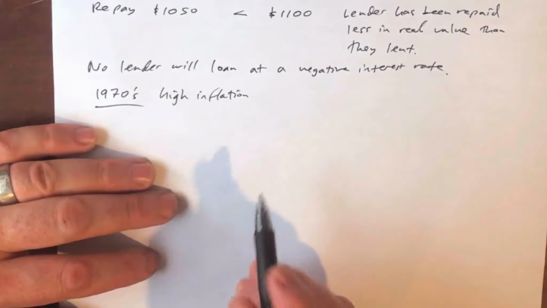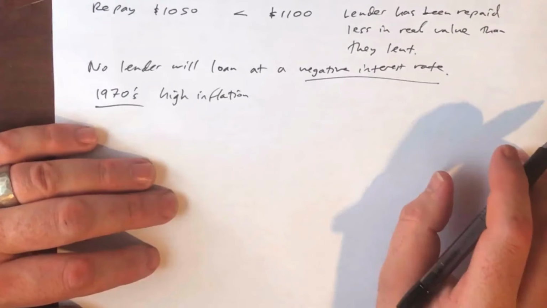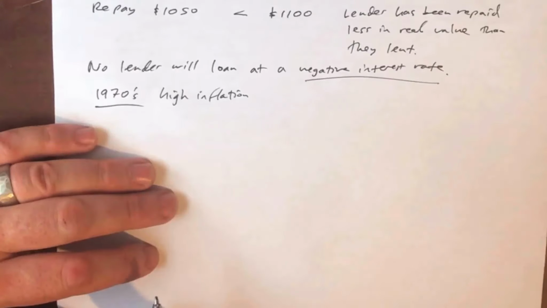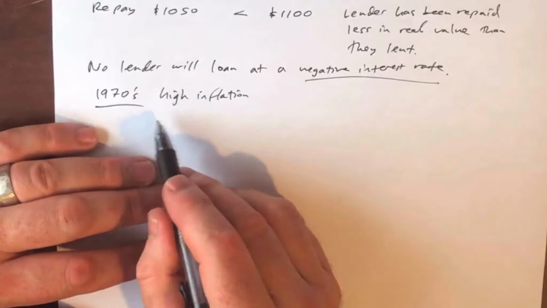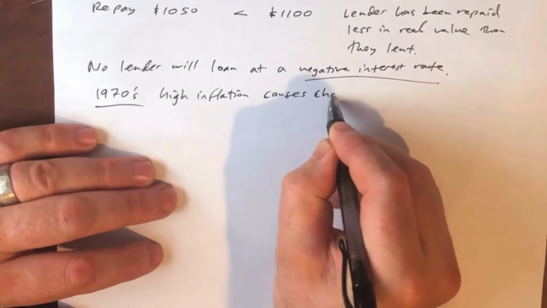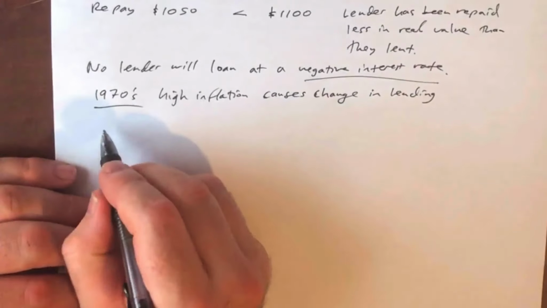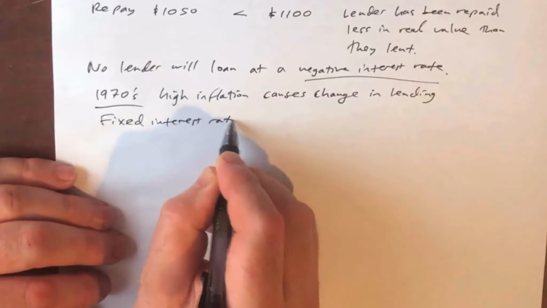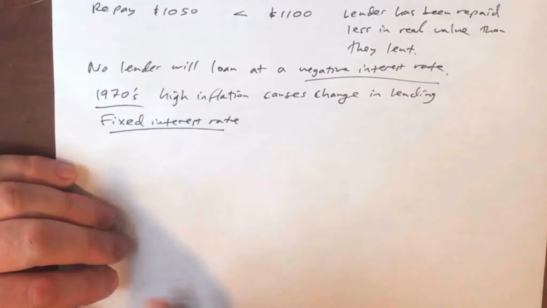It's put some of them into a negative real interest rate, and that causes a problem for lenders. They don't want to continue to loan money and be repaid in real terms less than what they loaned. So this high rate of inflation causes a change in lending. A change in lending. And that change goes from fixed interest rates.